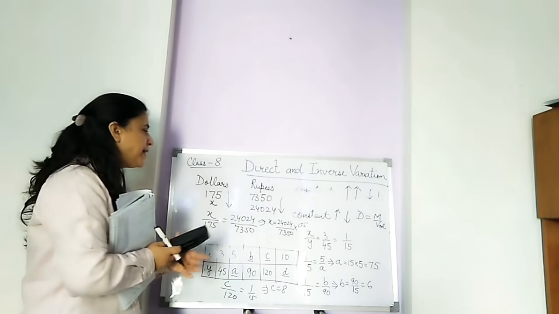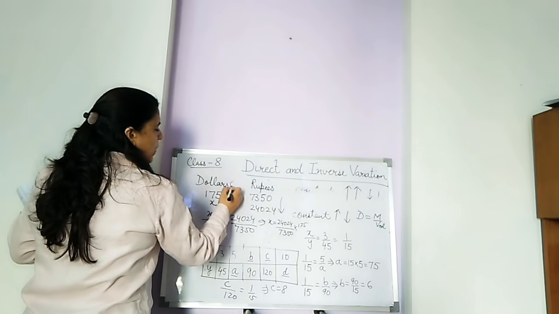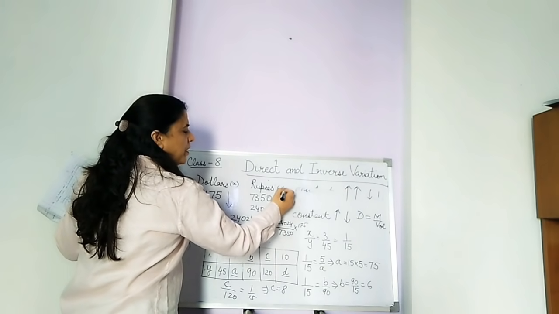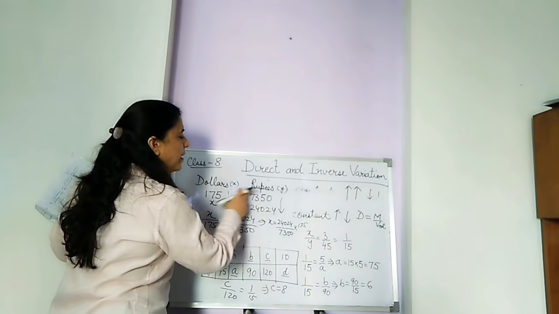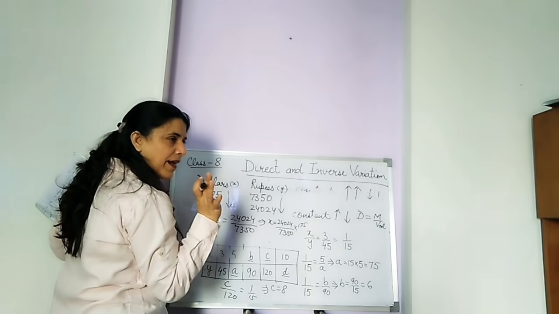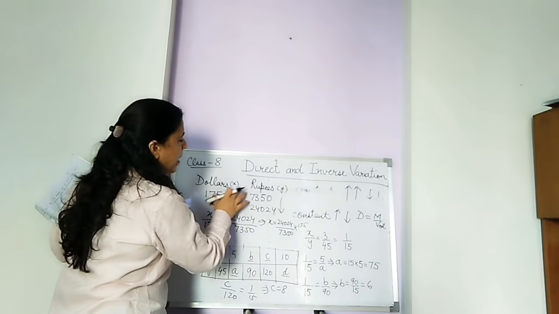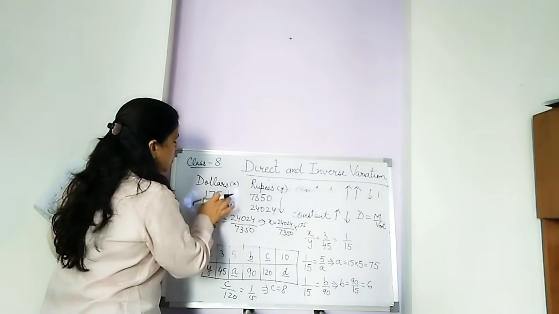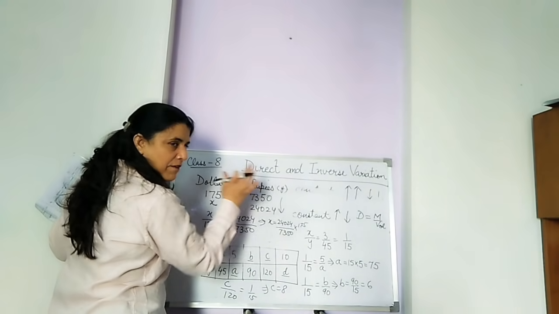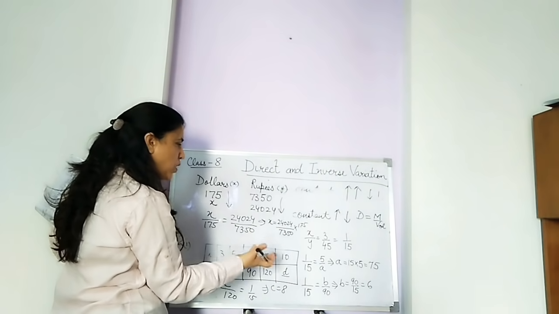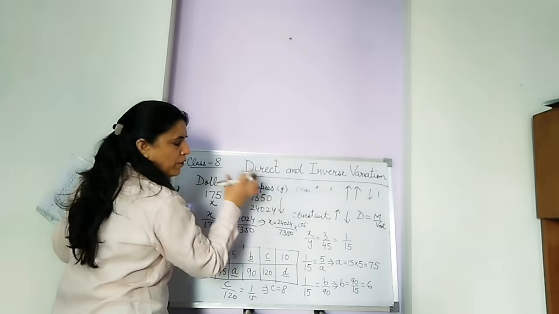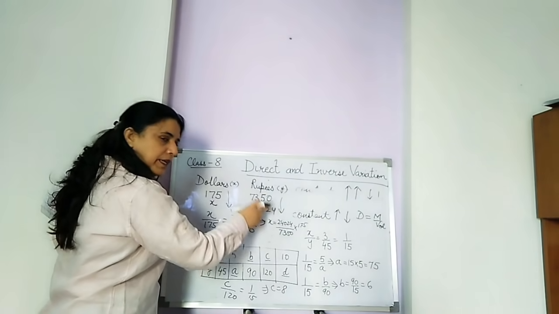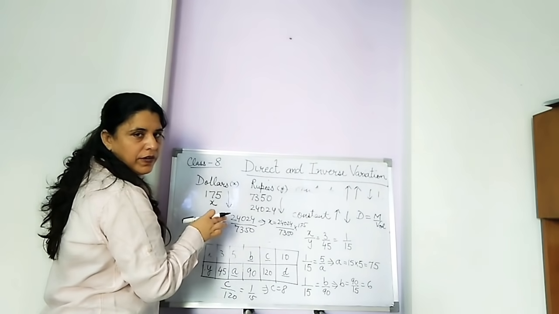You can also take that this is one variable, x, one quantity, and this is another quantity, which is y. And when they are in direct variation, x divided by y is a constant. So you can write 175 upon 7350 is equal to x upon 224,024. That is also correct, but learn this arrow method, this is more convenient.